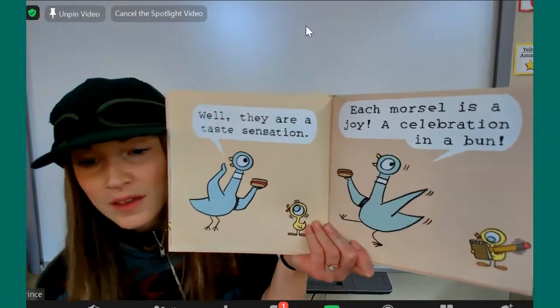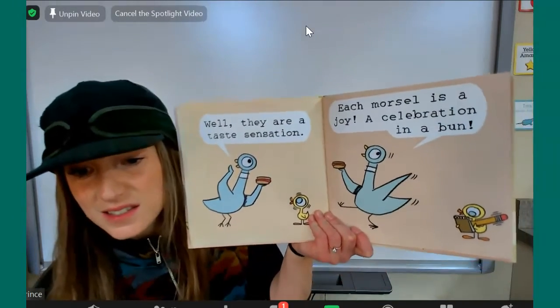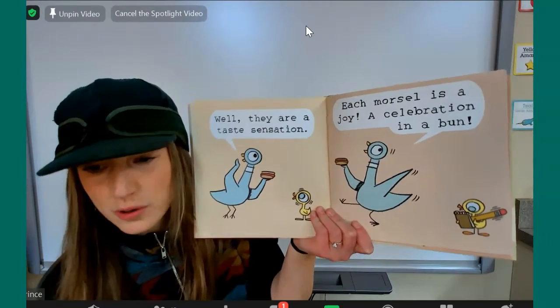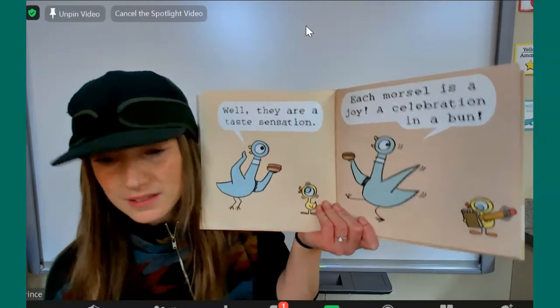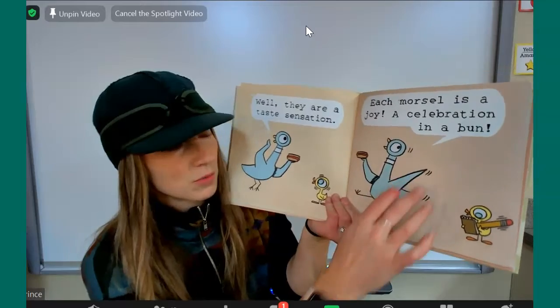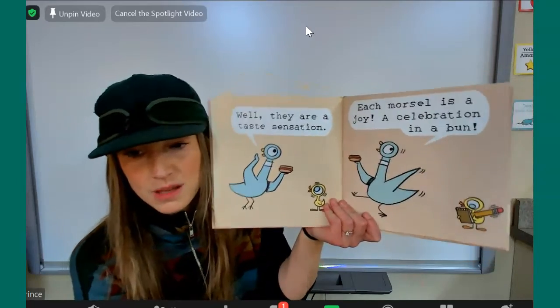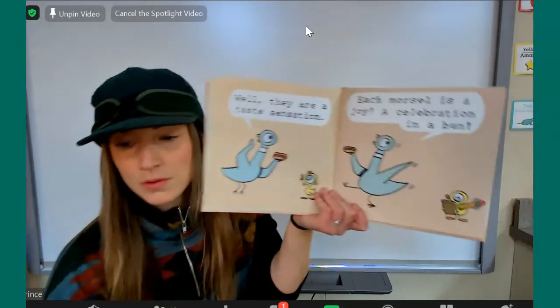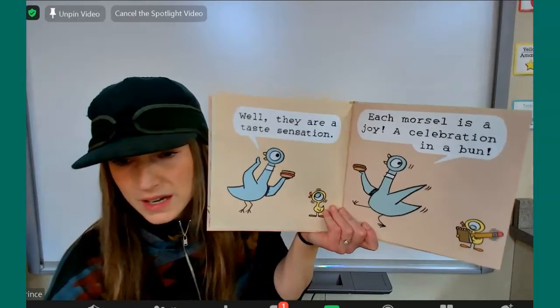Well, they are a taste sensation. Each morsel is a joy, a celebration in a bun. Do you see the little lines here? Those aren't quotation marks. Those are the movements of the pigeon, making it look like the pigeon's moving around a lot because the pigeon's so excited.